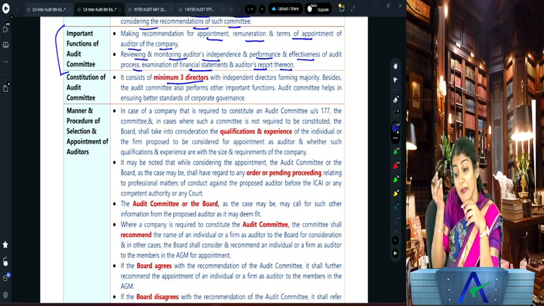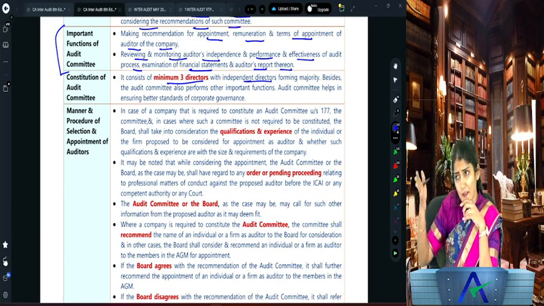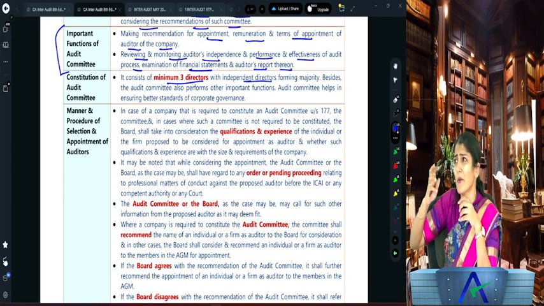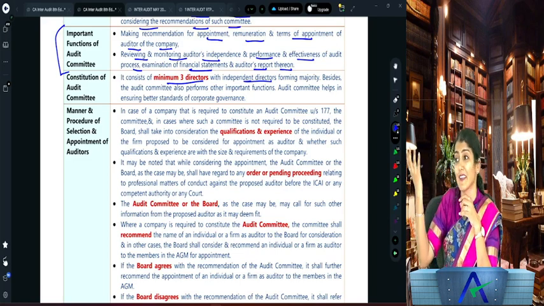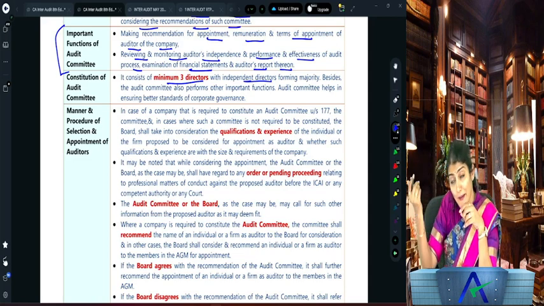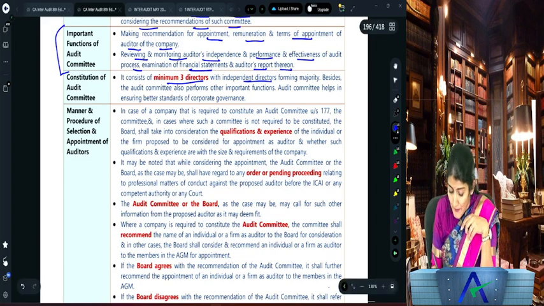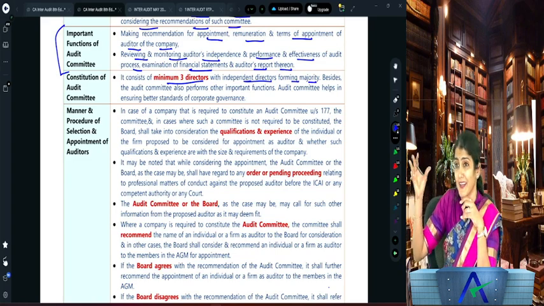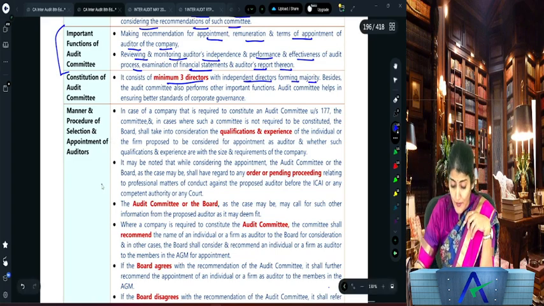And what does it say? Majority should be the independent directors. So for independent directors, there is a 2-page definition for who is an independent director. But basically it is a non-executive director who does not have any financial pecuniary interest in the company. So the majority of the members should be independent directors and the majority should be financially literate. Independent directors forming the majority, and the majority should also be able to read and understand the financial statements. Then what is the role of the audit committee?